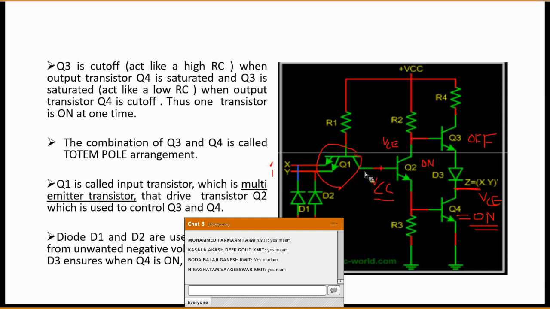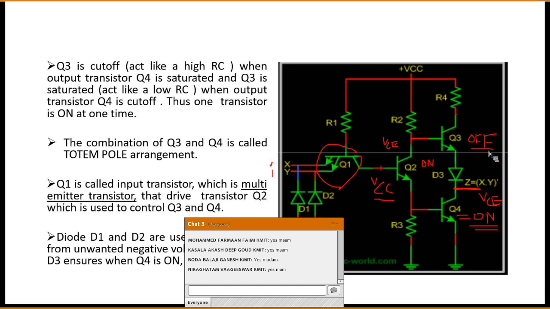So the collector of an off transistor is VCC. So VCC is available to Q2, so Q2 will be in on state. And if Q2 is on, its collector is very low, 0.3, which is less than the 0.7 needed to drive Q3 on. So Q3 will be off.